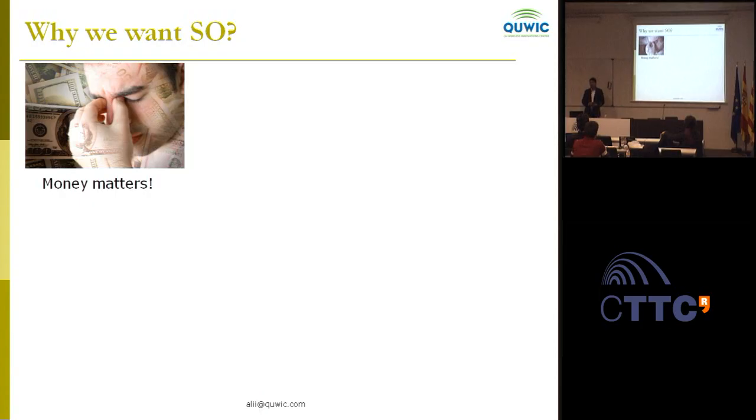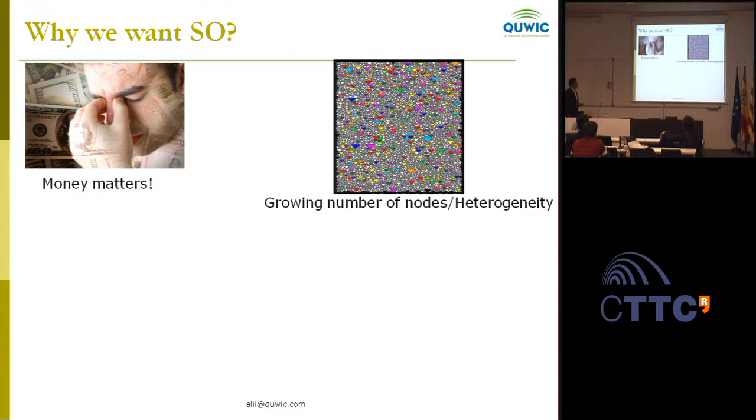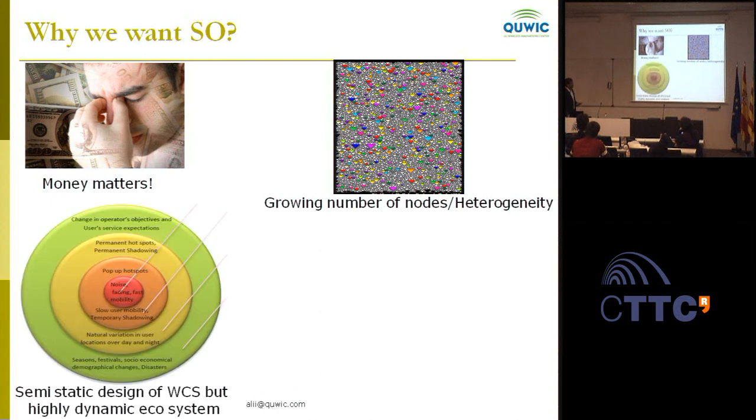First of all, money matters. Nobody can disagree with that. This is the crucial factor. How self-organization will help us to save money, I'll go into detail later. Growing number of nodes and heterogeneous networks mean future cellular networks are not apart from this mess. They are going to be like this, not only in terms of different sizes of cells and nodes, but also in terms of technology: GSM, LTE, UMTS, and Wi-Fi.